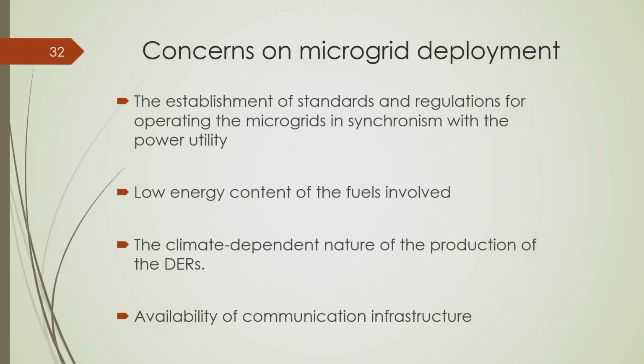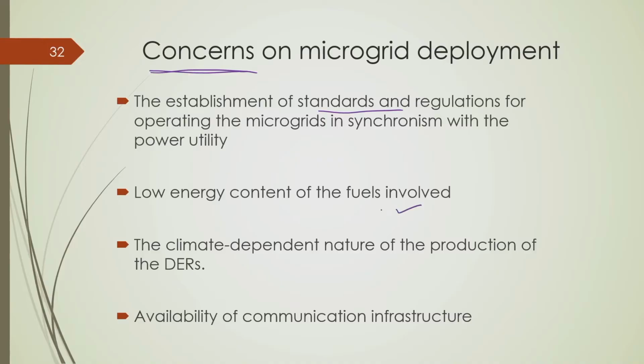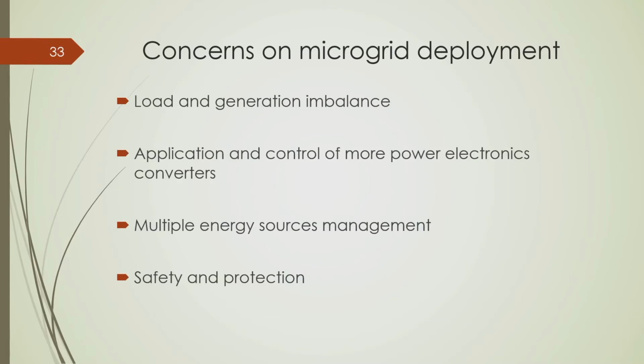But there are some concerns, some challenges of deployment of microgrid. One is, of course, that there are fewer available standards and regulations. Okay. So, with time slowly these standards are being developed, but till now this is one of the challenges. Also, the energy content of the fuel, which is basically for renewable energy sources, is small, and the generation is climate dependent, and that is why it is intermittent or variable. And the availability of communication infrastructure needs to be built.